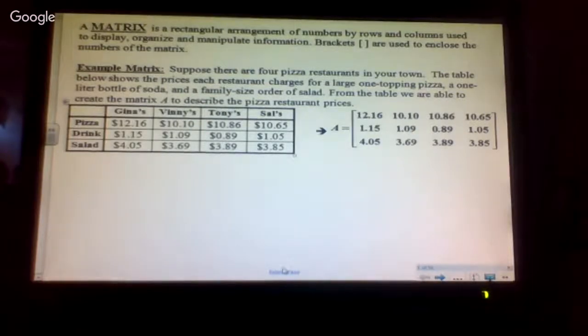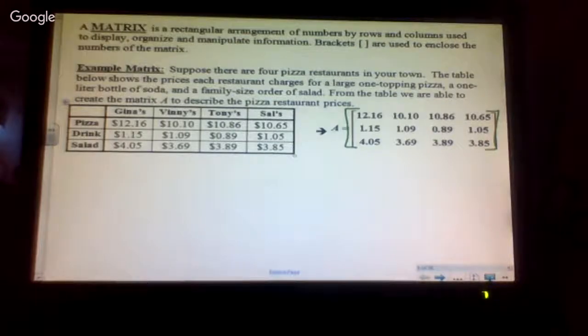Okay, so this chapter we're going to talk about matrices. A matrix is just a rectangular arrangement of numbers by rows and columns. So here's an example. They give you this matrix here. All of the columns represent different restaurants. Column 1 is Gina's, column 2 is Vinny's, column 3 is Tony's, column 4 is Sal's. Each row represents what they sell. So row 1 is the price for pizzas, row 2 is the price for drinks, row 3 is the price for salads. All they've done is taken the numbers and drawn these fancy brackets around them, and that's called a matrix.